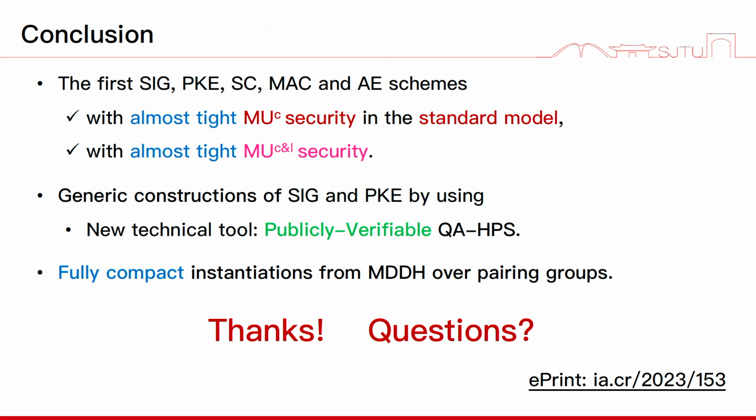Let me now conclude the talk. In this work, we first propose a bunch of schemes, including the signature, PKE, signcryption, MAC, and authenticated encryption schemes, which are the first achieving almost tight MU security in the standard model, and also the first schemes with almost tight MU-CL security. Our schemes are obtained through generic constructions by using a new technical tool called publicly verifiable QA-HPS. And we also give fully compact instantiations from the MDDH over asymmetric pairing groups. That's it. Thanks for listening.